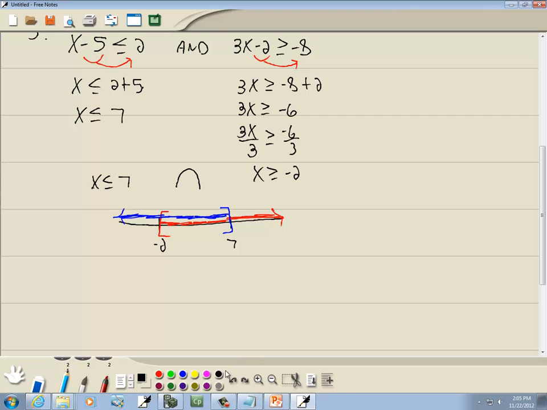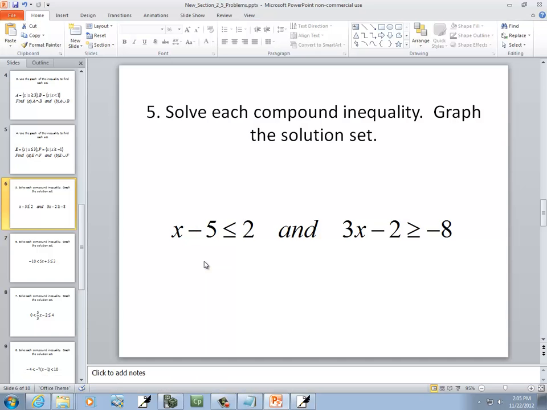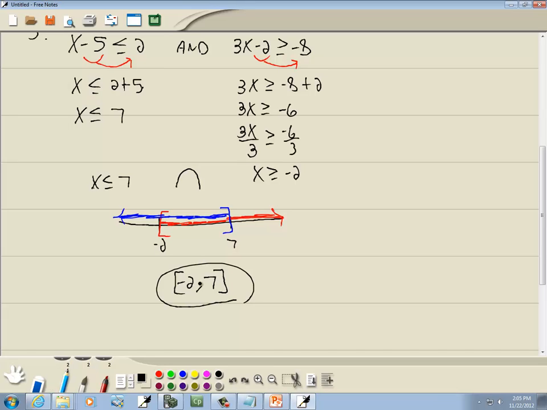Like that. Now remember what our intersection means. Intersection means it's where they're both shaded, which is between negative 2 and 7. And bracket on negative 2, bracket on 7. And that's our answer. Now sometimes, in order to really understand where in the world they get that from, you have to look at your graph, just like this one. Graph solution set, well, I guess we could graph this, but that's good enough for what I'm looking for.